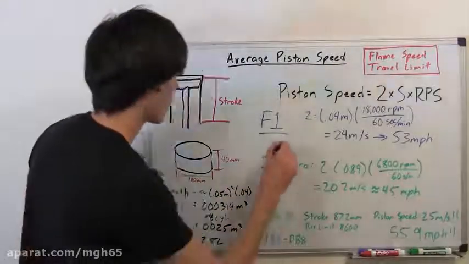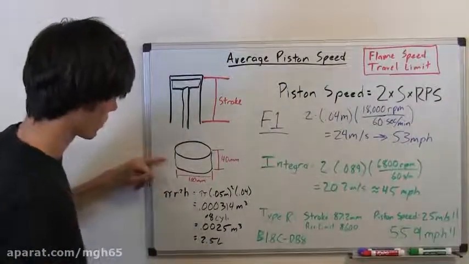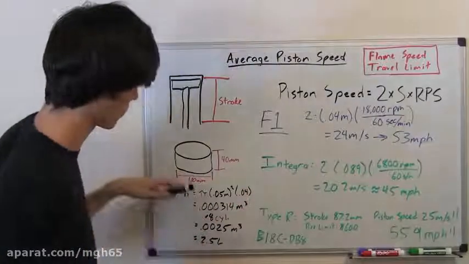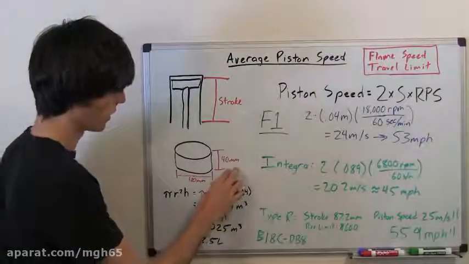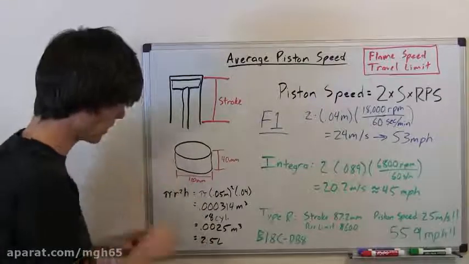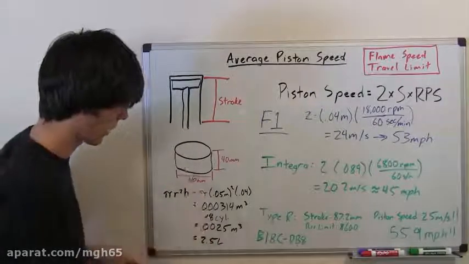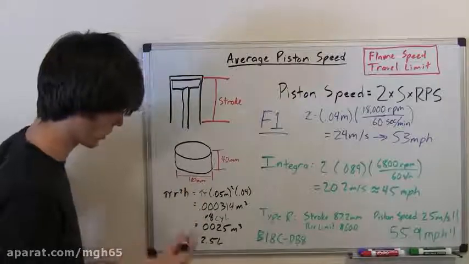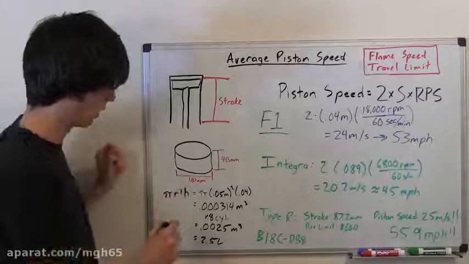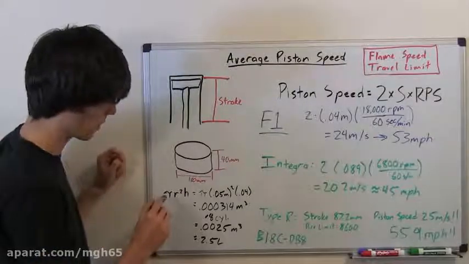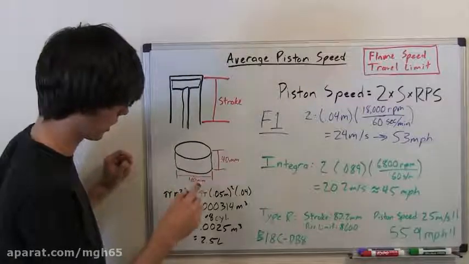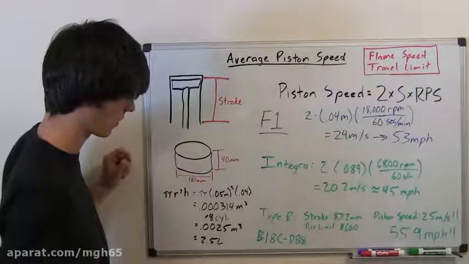So, for a Formula 1 car, here I just kind of drew a cylinder and went with some dimensions for a typical Formula 1 engine. So, a 40 millimeter stroke and a 100 millimeter bore. Now, these aren't exact, they're actually a little bit larger, but just to prove that it's kind of in the right ballpark, we want to find out the volume of this cylinder. So we've got pi r squared times h, pi r squared, that's your circle, times h, that's the height of the cylinder, so you get the volume of the cylinder.